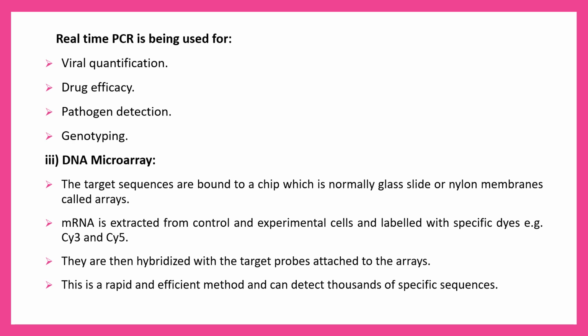The third method is DNA microarray. The target sequences are bound to a chip which is normally a glass slide or nylon membrane called arrays. mRNA is extracted from control and experimental cells and labeled with specific dyes, for example, Cy3 and Cy5. They are then hybridized with the target probes attached to the arrays. This is a rapid and efficient method and can detect thousands of specific sequences.